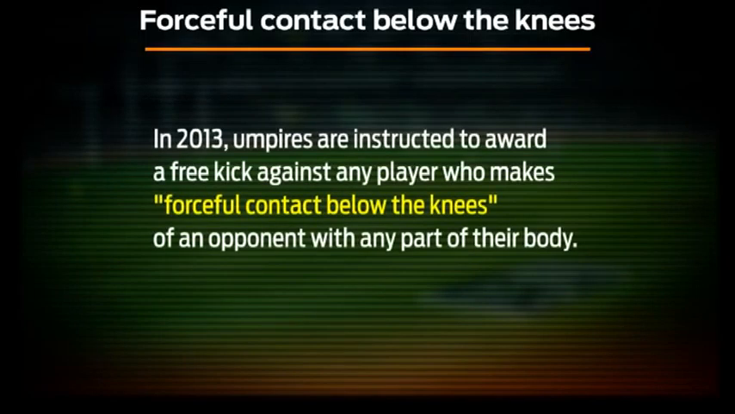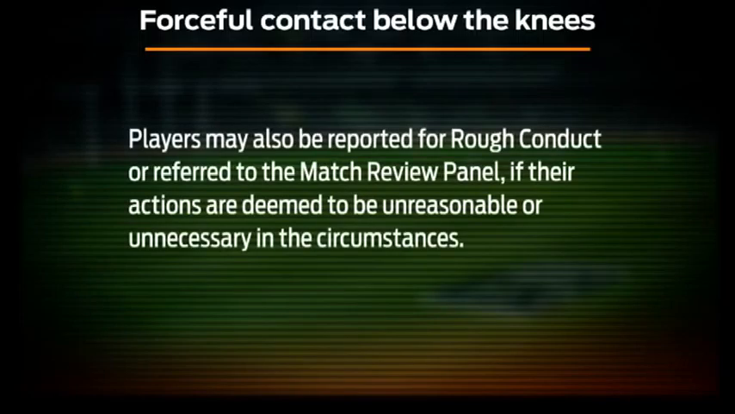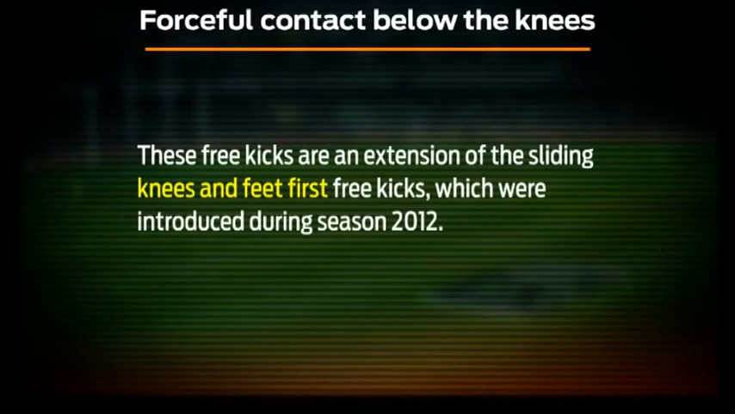In 2013, umpires are instructed to award a free kick against any player who makes forceful contact below the knees of an opponent with any part of their body. Players may also be reported for rough conduct or referred to the match review panel if their actions are deemed to be unreasonable or unnecessary in the circumstances. These free kicks are an extension of the sliding knees and feet first free kicks, which were introduced during season 2012.